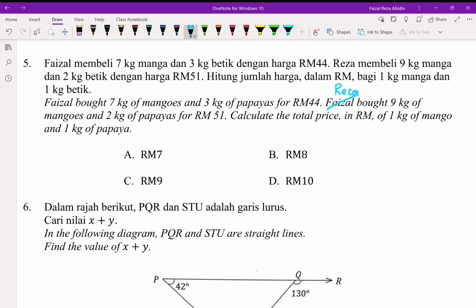Okay, I repeat again. This type of question you are going to be asked in Form 5. This one you are going to transform into the matrix. But for your level, you are going to solve it by using 3 methods. You can use 3 methods.